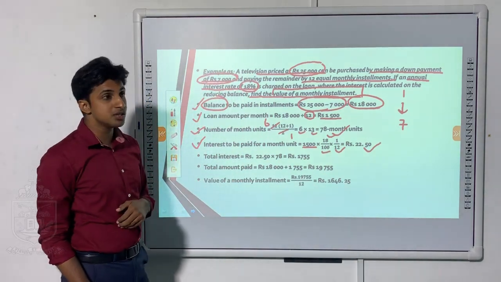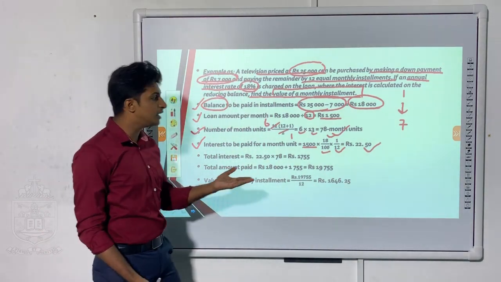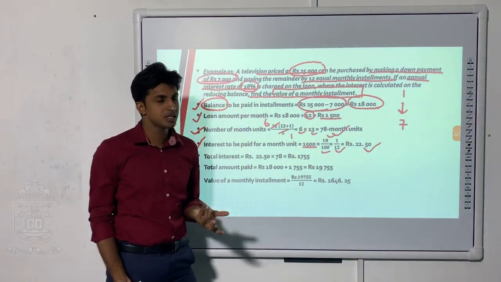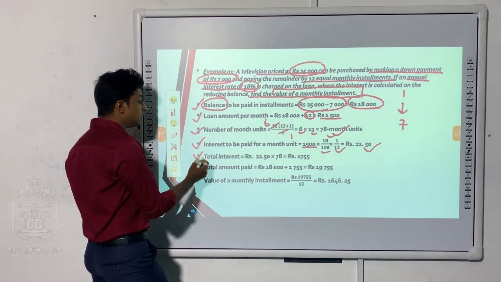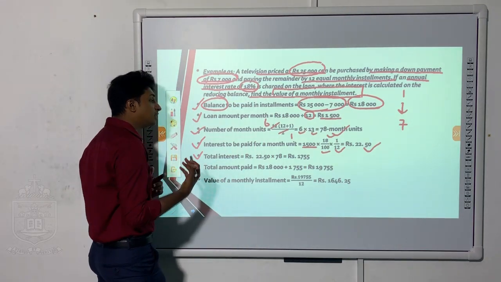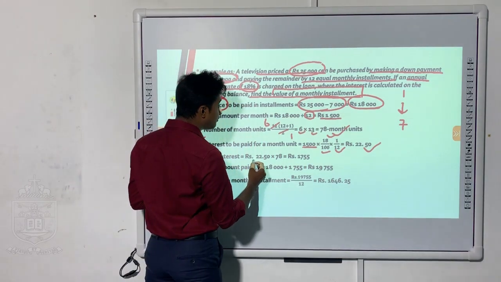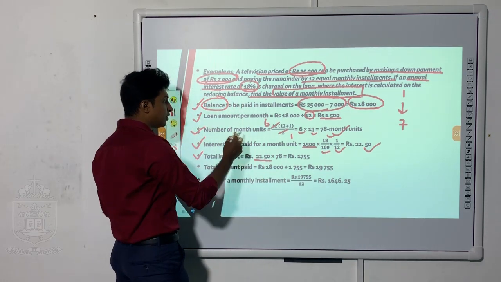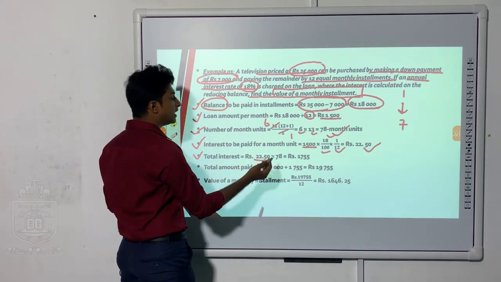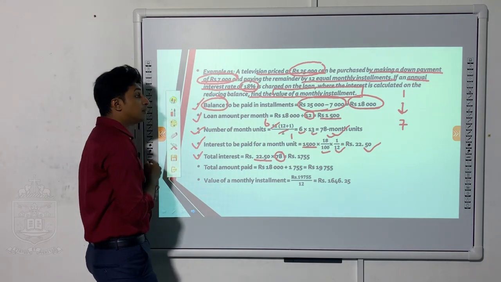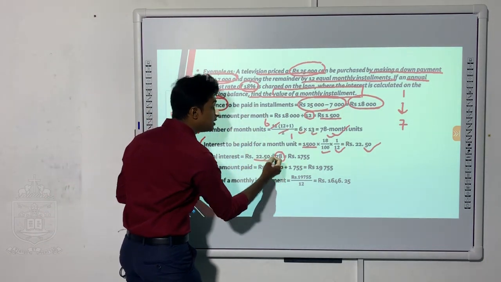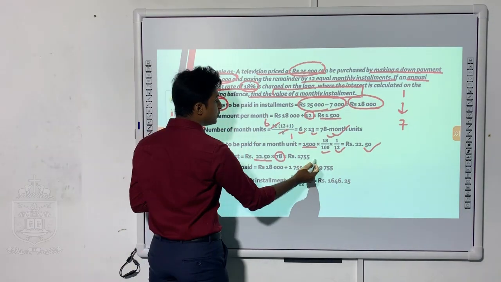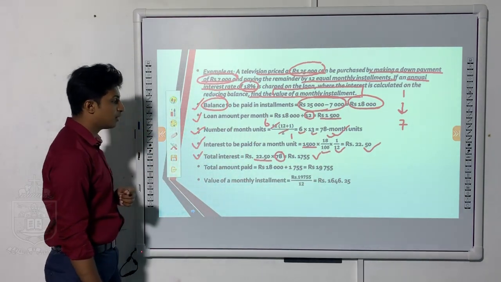Answers can come in decimals, so do not worry. If you get decimals here, it's not a big thing. Go in the normal order. In the next step, the total interest is going to be the interest paid for a month unit, the amount you are going to pay for 1 month unit, multiplied by the number of month units. This is for 1 month unit. You have to multiply by the number of month units. Then you will get this amount.